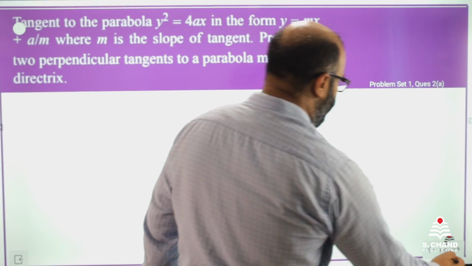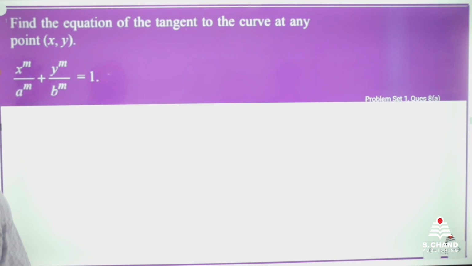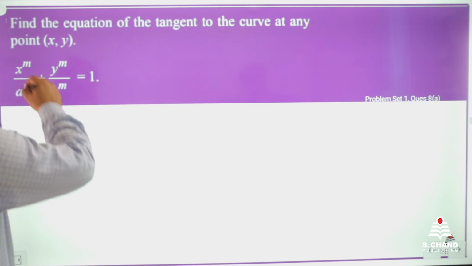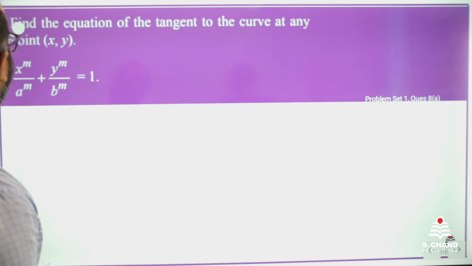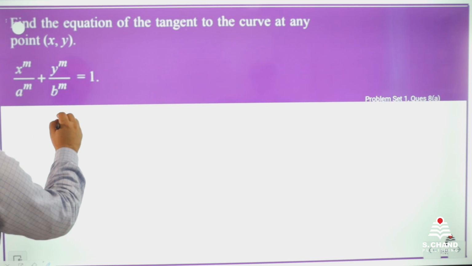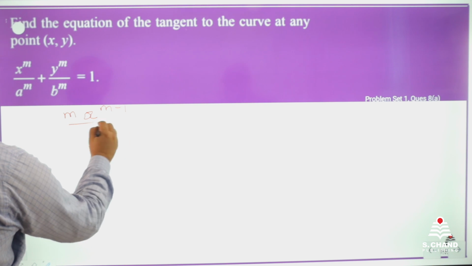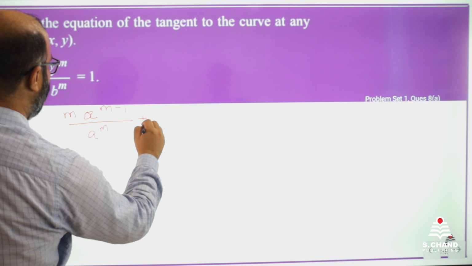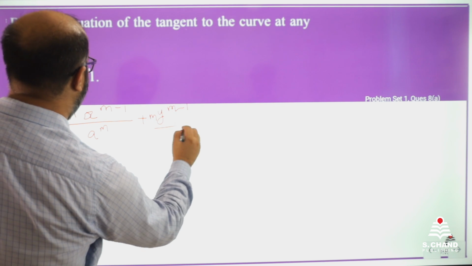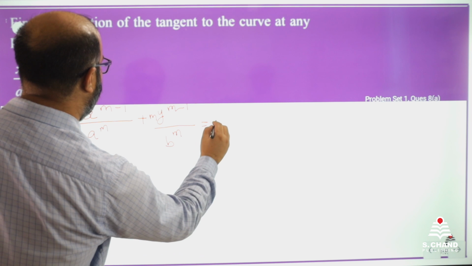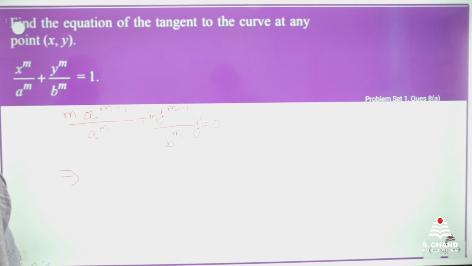Next question says, find the equation of the tangent to the curve at any point (x, y). So let us find the equation of the tangent to this curve at any point (x, y). We will differentiate it. So we will get m x to the power m minus 1 upon a to the power m plus y into m, y to the power m minus 1, b to the power m is equal to 0. From here, and y dash will also be following here by chain rule.